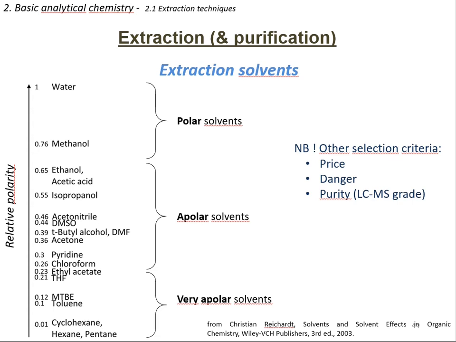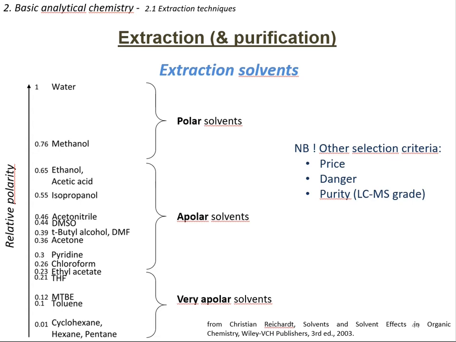And then you have less polar solvents like acetonitrile, dimethyl sulfoxide, butyl alcohol, dimethyl formamide, acetone, pyridine, chloroform, and then very apolar solvents like MTBE, toluene, cyclohexane, hexane, and pentane. You see, hexane is one of the least polar solvents available.